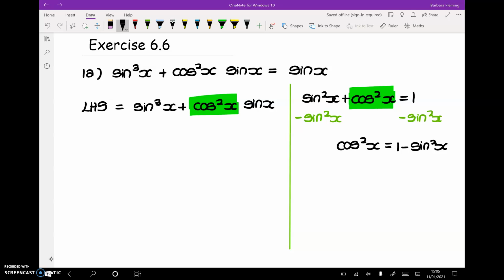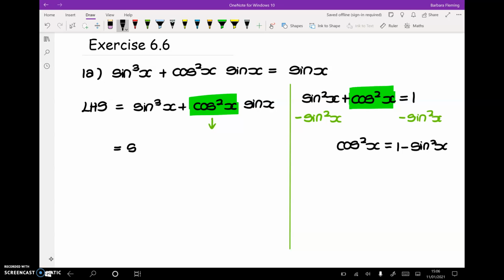You may have been taught from your National 5 teacher just to learn off separate identities. So you might have learned off sine squared x plus cos squared x equals 1, and cos squared x equals 1 minus sine squared x, and sine squared x equals 1 minus cos squared x. I tend to only work with the one, so there's less memorizing to do, and then just rearrange depending on what will help me out. Okay, so I'm going to replace this with 1 minus sine squared x.